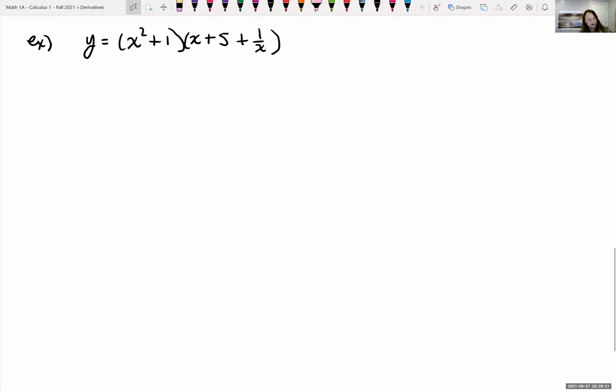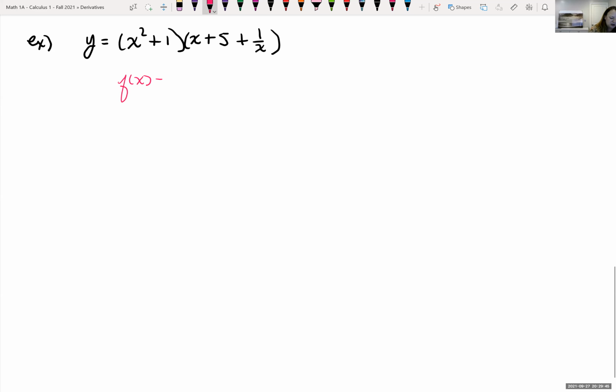So next example, we have y is equal to x squared plus 1, that quantity times the quantity x plus 5 plus 1 over x. We can use the product rule, or we can first expand and then take the derivative. It's up to you, but we're trying to look at the product rule for right now.